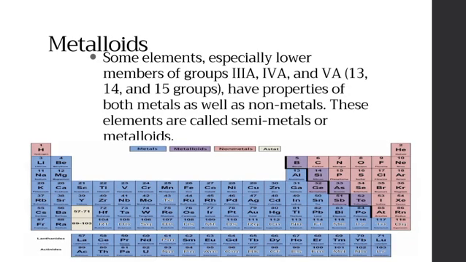Some elements show properties of both metals and nonmetals. These are called metalloids or semimetals. They are found along the stepped line in the periodic table. Examples include silicon, arsenic, and tellurium. These elements are extremely important in electronics and semiconductors.